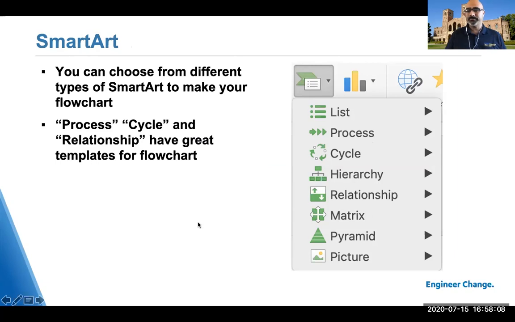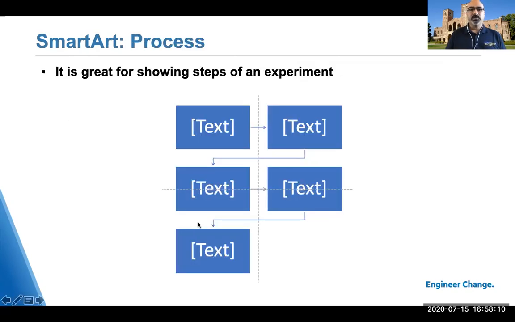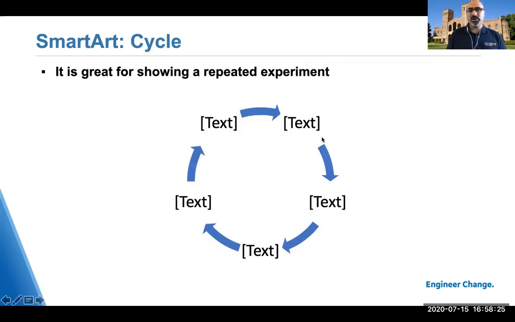And again, they all look different. So this is what a process one might look like. This is great for showing steps in experiments, like that one example I showed you a couple slides ago, where you have an arrow leading from one box to another and then it flows. Cycle is great for a repeated experiment. So if you know that this keeps going over and over and over again and it just keeps iterating, then you probably want to use a cycle.